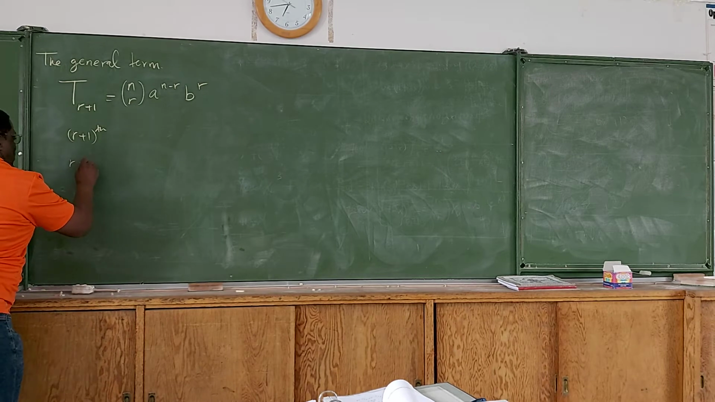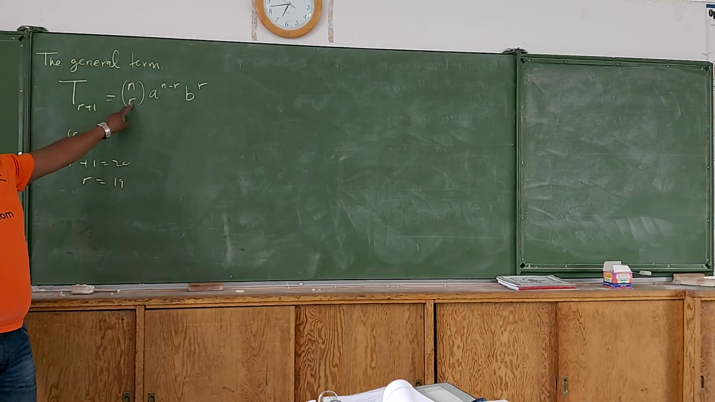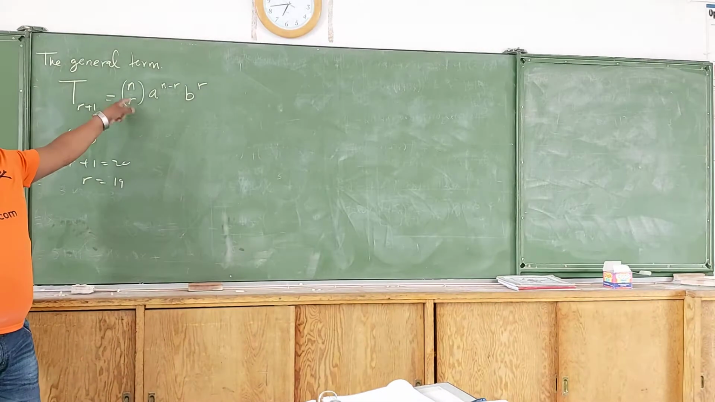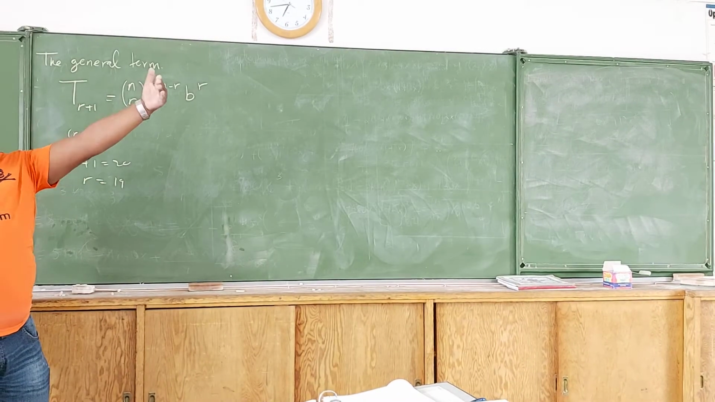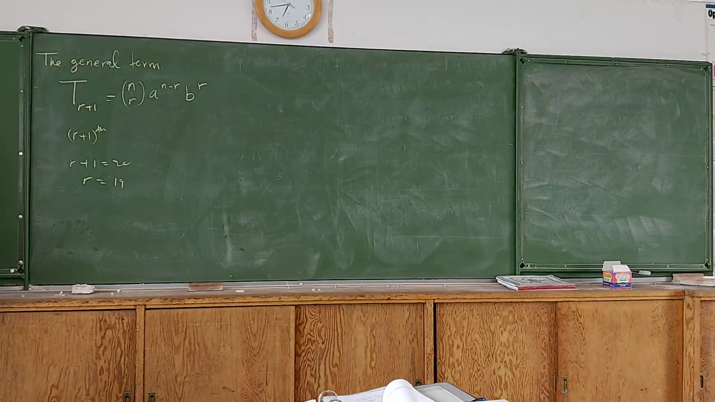Then you say r plus 1 equals 20, then r equals 19, which is what you're going to give me. This is 1 less. You understand? You have seen this when we were writing the binomial expansion. Does that make sense? Okay?